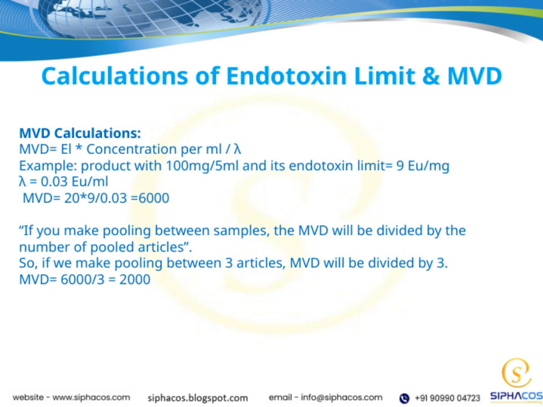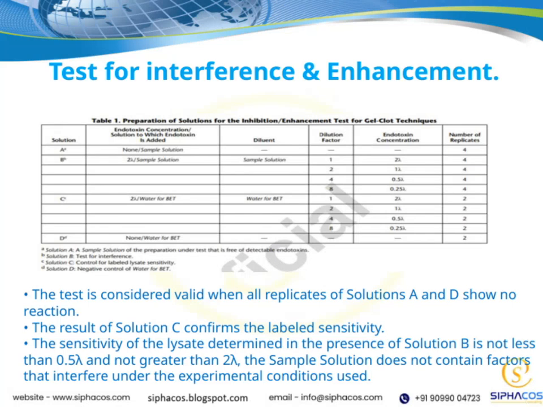When we consider the validity of the test, the key point is that all replicates of solutions A and D must show no reaction. This indicates that the test conditions are properly controlled and that there's no unintended activity in those solutions. Next, the result of solution C plays a crucial role because it confirms the labeled sensitivity. Essentially, it verifies that our test is working as expected and that the sensitivity aligns with what we've labeled or expected.